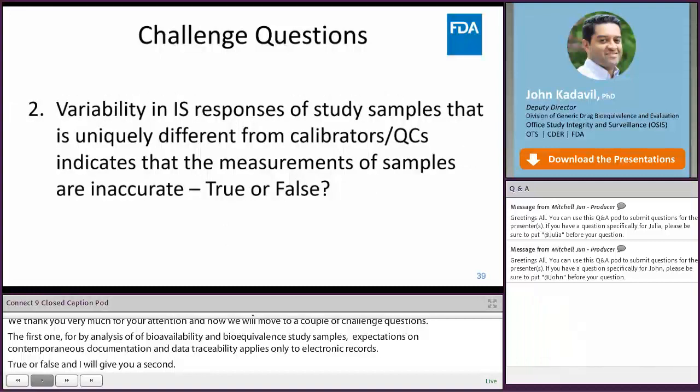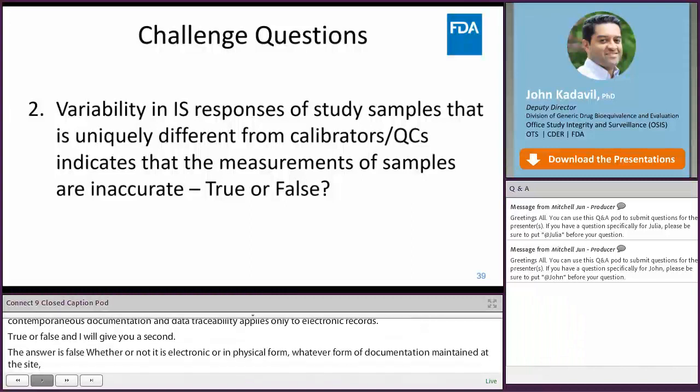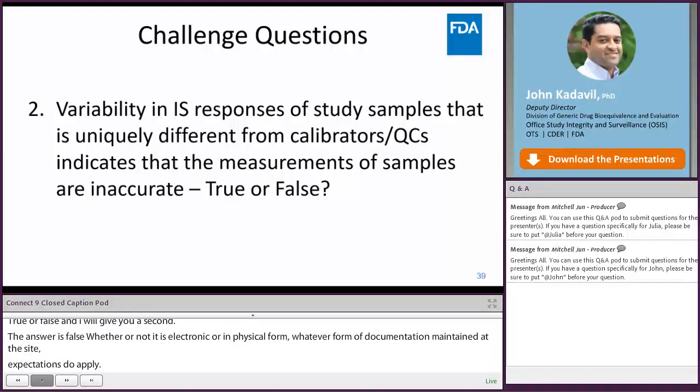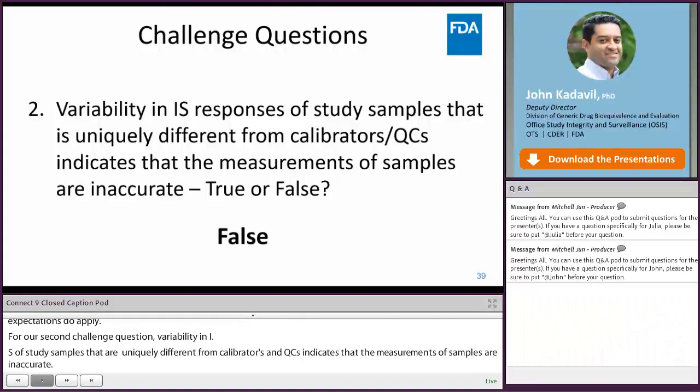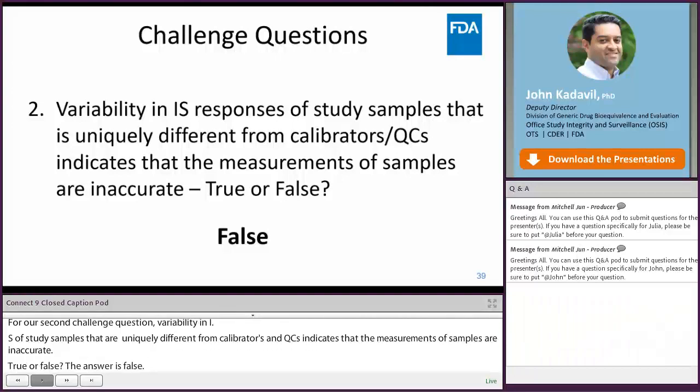And for our second challenge question, variability in IS responses of study samples that is uniquely different from calibrators and QCs indicates that the measurements of samples are inaccurate. True or false? And the answer is false. Although there is variability, that doesn't necessarily mean that there would be any compromise of precision and accuracy in the study samples. However, there may be some investigation or questions to study the variability.